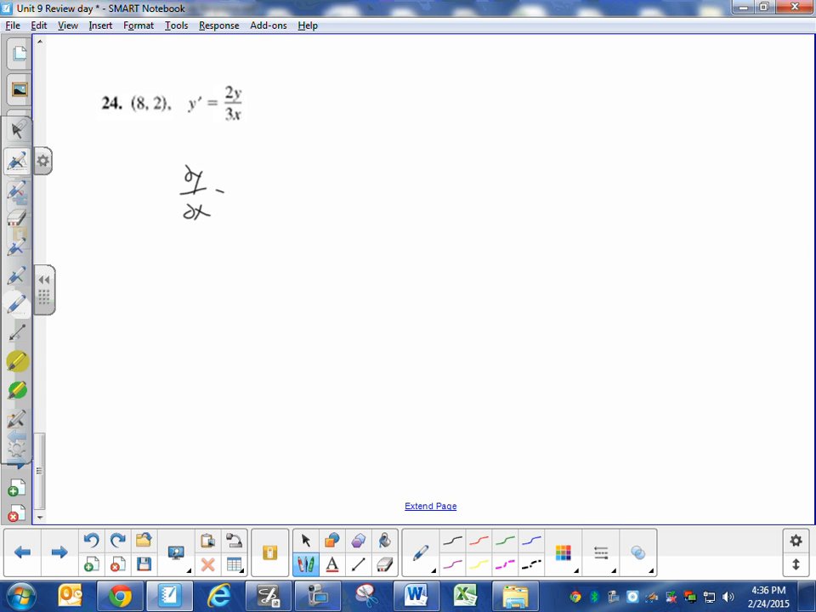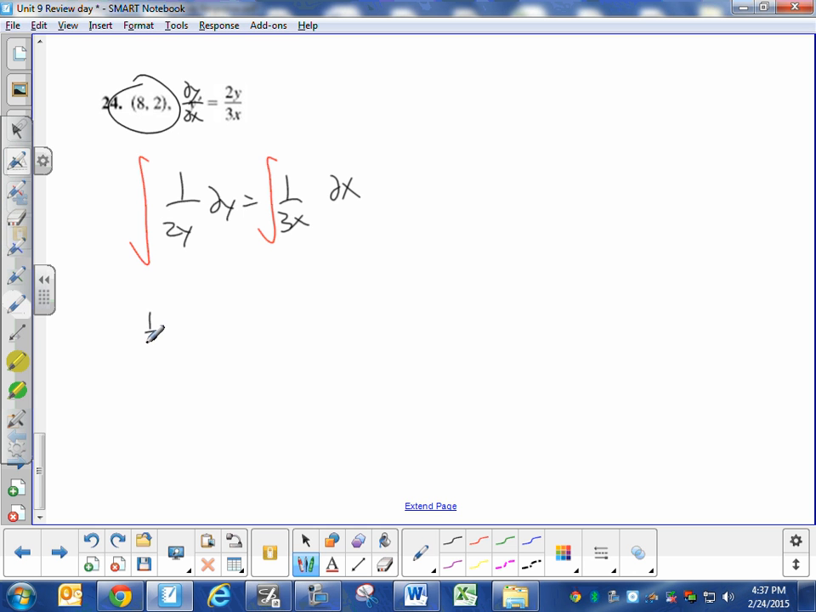dy/dx is equal to 2y over 3x. I'll multiply by dx. I will divide by 2y to give me 1 over 2y dy is equal to 1 over 3x dx. Anti-derive both sides. Really, today for your quiz, it's all about being able to solve these differential equations and finding the particular. And all of your answers need to be in the form of y equals. So all the steps that I'm doing are steps that you have to do for your quiz today.